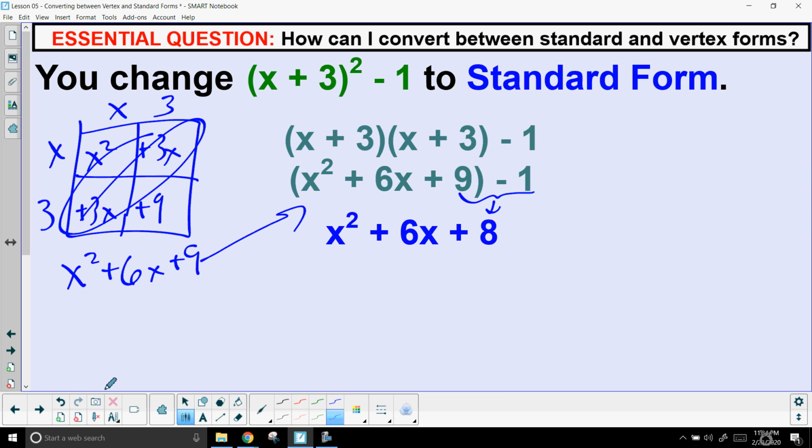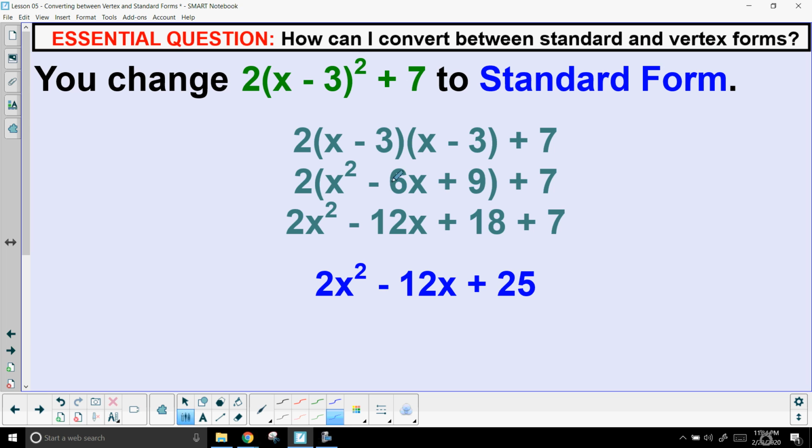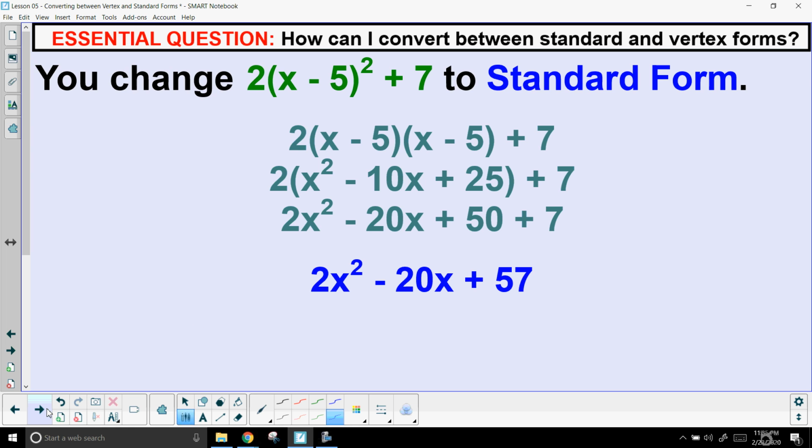Okay. One more. Pause the video. Try this one out. All right, here we go. Punnett squares again. Distribute the 2. Combine like terms. Again, pause the video. Try this one out if you want. All right. Bam. Did you get it right? Good job. You didn't? Go back and check your work.